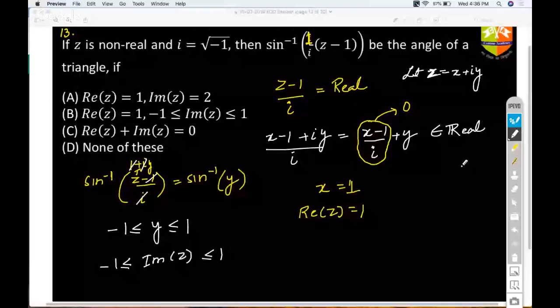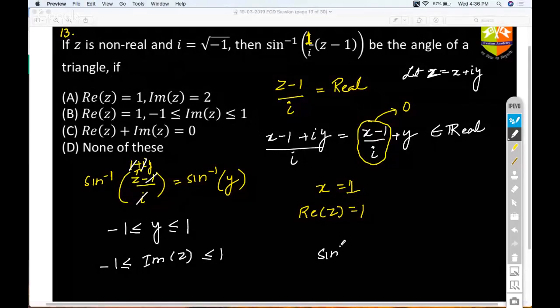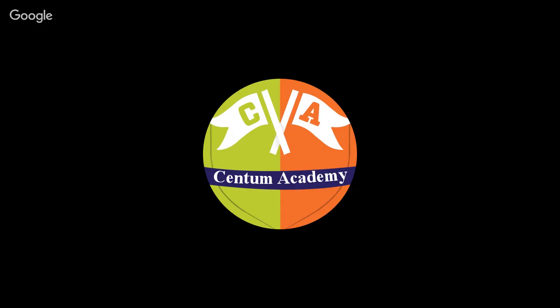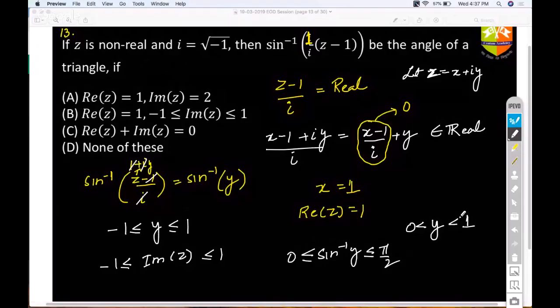Okay. Now, if I scrutinize the question a little bit more, if it has to be an angle of a triangle, that means my sine inverse y should only be between 0 and pi by 2, correct? That means y should have been between 0 and 1 only. So I think this question may be challenged, and this option ideally should have been from 0 to 1. But anyway, if I have to mark the best of these options, I would go with option number B.